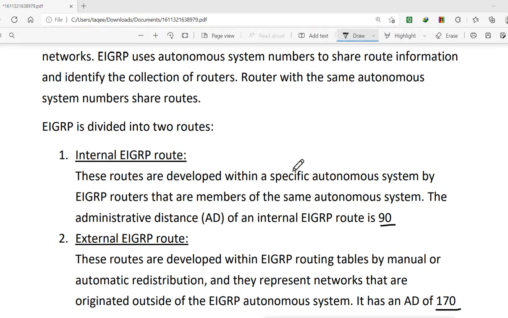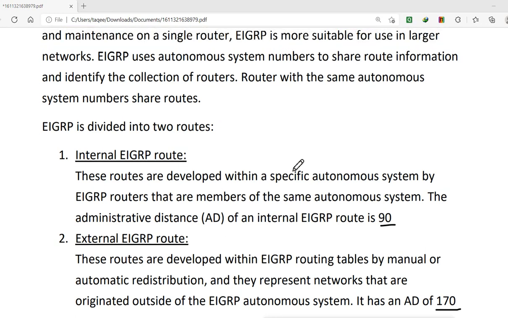We have seen what EIGRP is today, how we can configure it normally, and what the basic features and components of EIGRP are.